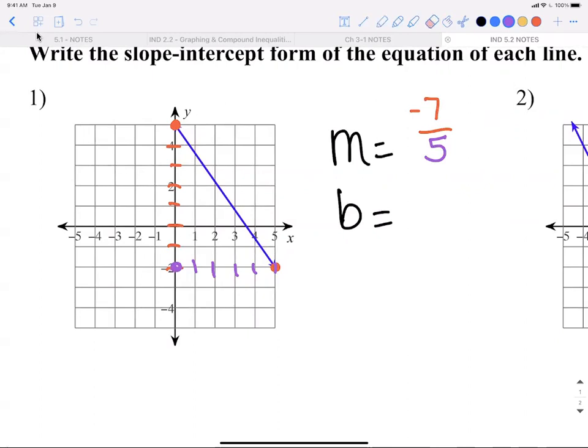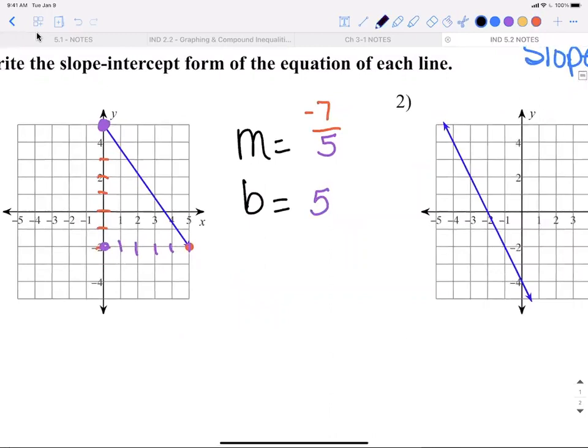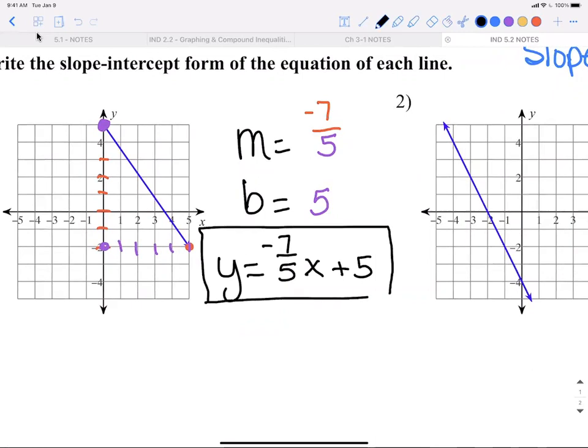My y-intercept, or my b, is where my line crosses the y-axis. Well, it crosses the y-axis right up here, right? So that means that my y-intercept is right here at +5. Okay, so now I have my m and my b, and that's all you need to write an equation, because you have y equals, that's standard. Your m gets plugged in, your x is generic, and then your b is +5, so you put +5. And that is the answer. That is writing an equation in slope-intercept form given the graph.